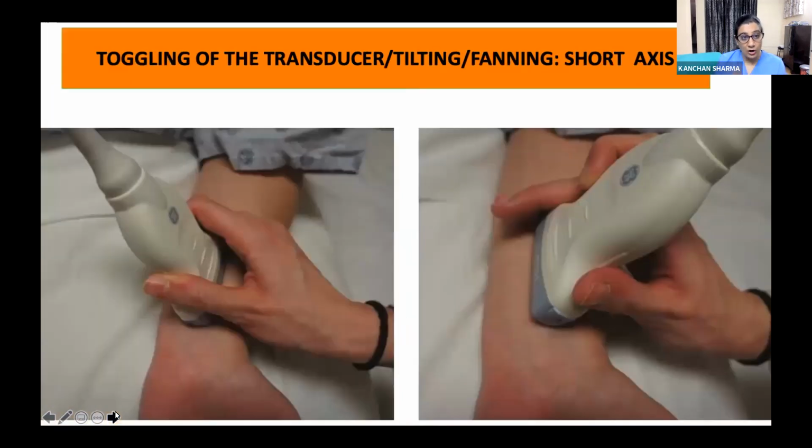There is something called toggling the transducer. I will be using it very often because this is one of my favorite terminologies. Toggling the transducer means I'm just trying to fan it. If I'm not able to see a structure, I'll try to see it from different sides, to find which side my beam is going to be perpendicular to that structure. That is known as toggling of the transducer.